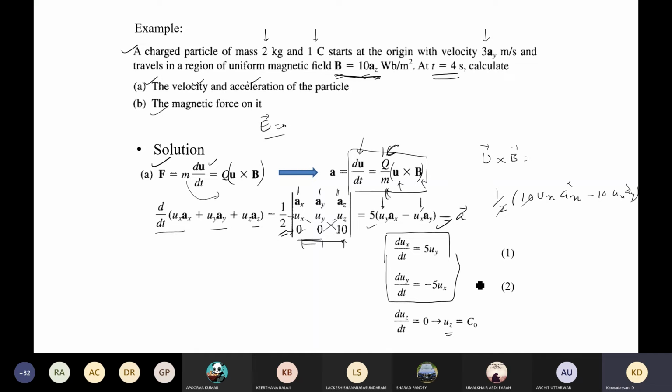Okay, so for this we can already see the c naught. Now we have to calculate the c naught value. But before that, we'll try to solve this expression. If you carefully notice this, d ux by dt is nothing but 5 uy, and d uy by dt is nothing but minus 5 ux. So ux and uy are connected this way. Now, can you say how to solve equations 1 and 2 simultaneously? Does anybody have an idea about that?